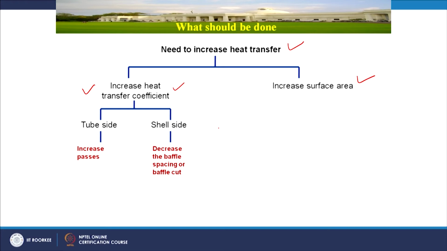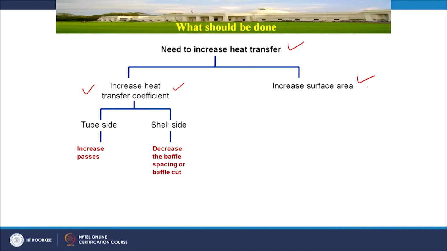And in shell side, what we can do? We can decrease baffle spacing and baffle cut, because baffle cut or baffle spacing basically decides the flow of the fluid in shell side. So, if I am reducing that section, either baffle spacing or baffle cut, I am basically creating more and more turbulence, and so the heat transfer coefficient will be increased.